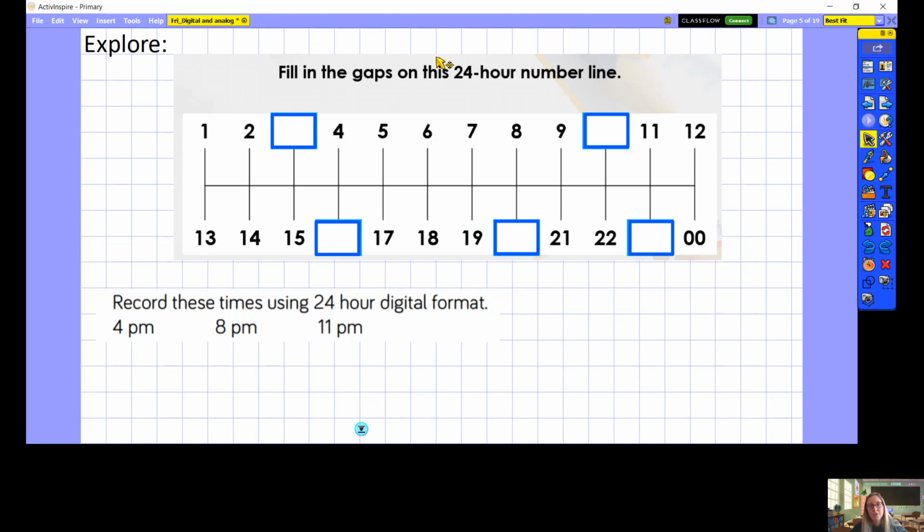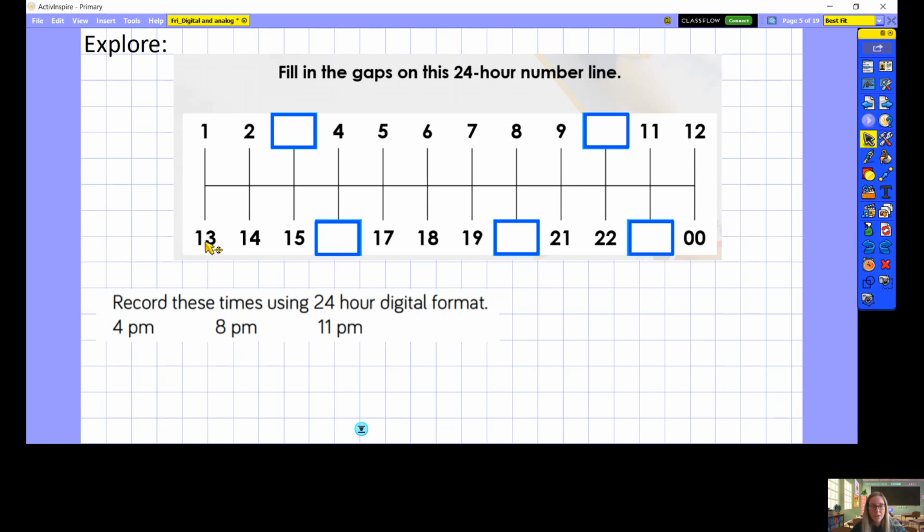I want you to fill in the gaps on this 24-hour number line. You can see the numbers at the bottom are the times going from 1 p.m. up to 12 a.m., and the times at the top are the times on a 12-hour clock. So you would need to add or subtract 12 to work out the missing number. We'll do the first one together.